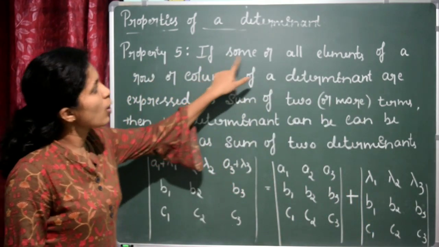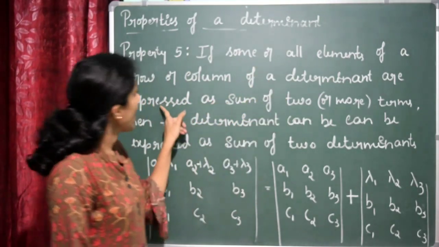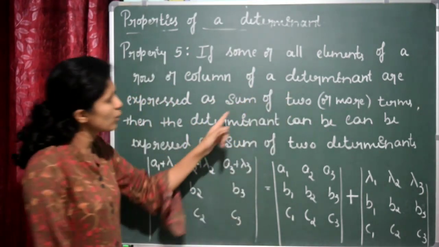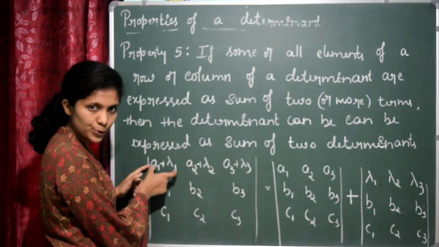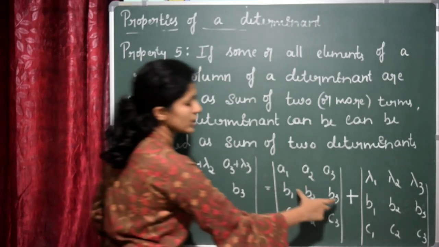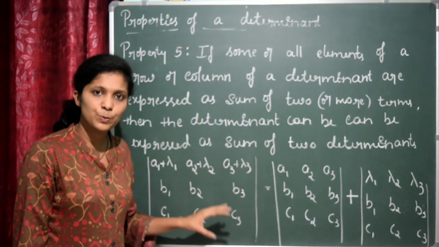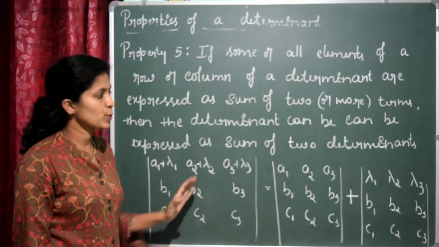See, if some or all the elements of a row or column of a determinant are expressed as sum of two or more terms, then the determinant can be expressed as a sum of the two determinants. Is it clear? So the determinant will be same. Actually the proof is also given in your textbook. Those proofs are not important.